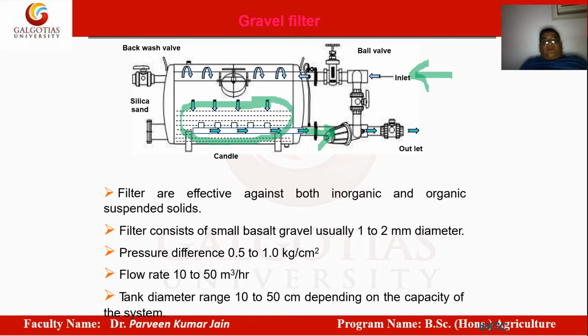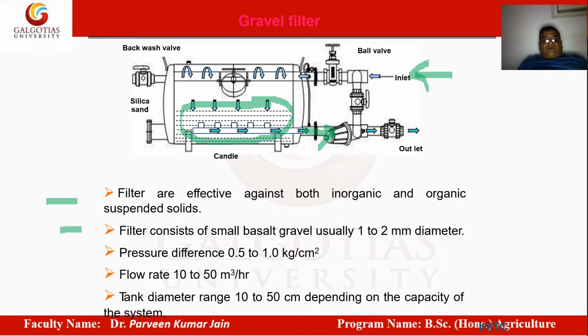If we are going for a water source from a well, aquifer or boring, then normally the water does not have any organic matter or algae impurity. These kinds of waters have a problem of silt and sand. In that case, we use hydrocyclone filters and not gravel filters, and the farmer can save the cost of the gravel filter in such conditions. So these filters are effective against both inorganic and organic suspended solids.